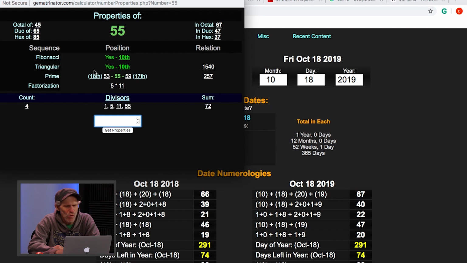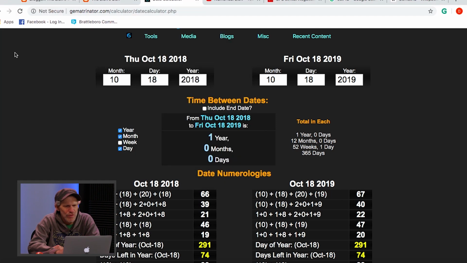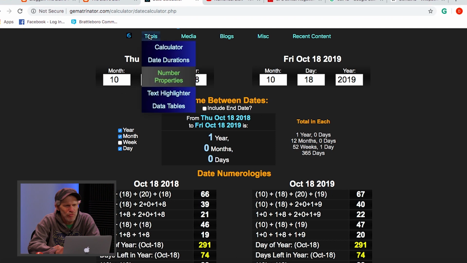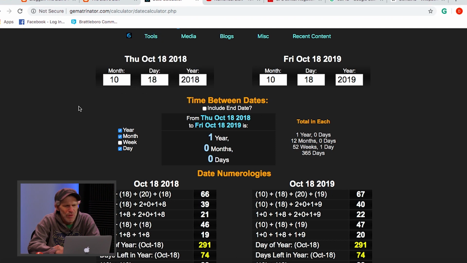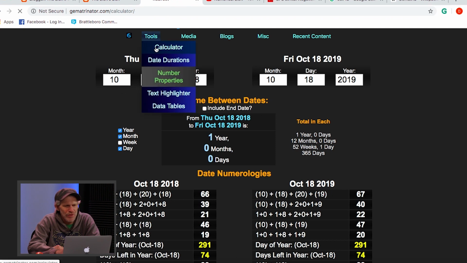Triangular number is if you count from 1 to 10, if you add up all the numbers from 1 to 10, it equals 55. So 1 plus 2 plus 3 plus 4 plus 5 plus 6 plus 7 plus 8 plus 9 plus 10 equals 55. That's what that is. So that's very handy. You can see how special a number might be. Let's get back to the calculator here.